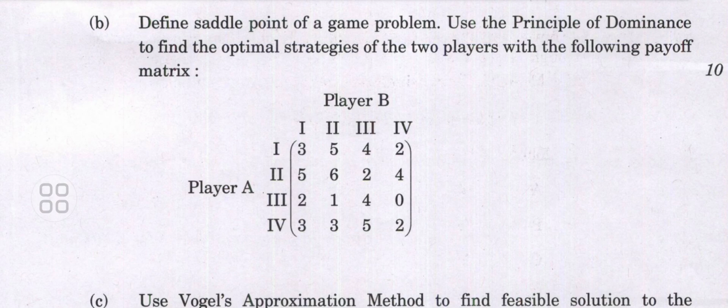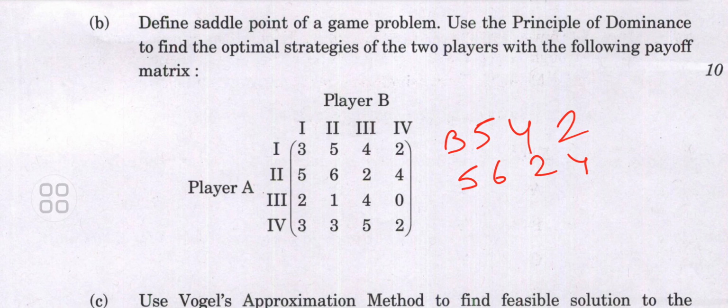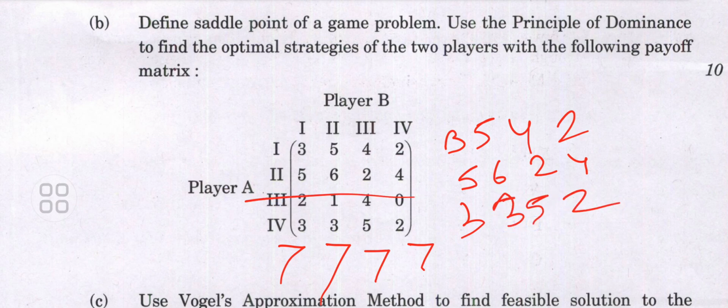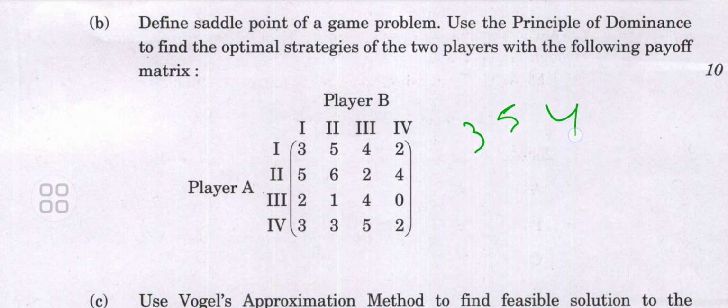Now we compare row 1 versus row 2, and eliminate row 3 from this, taking the smaller and greater: 3 5 4 2 5 6 2 4. Which one is greater? 3 greater, 3 greater, 5 greater, 2 greater. So I eliminate through this process of elimination, so 3 3 5 2. Now on the column side, which one is greater? This one is greater, 4 greater, 2 are greater, so I cross out this one, so it will come as 3 5 4 5 6 2 3 3 5.